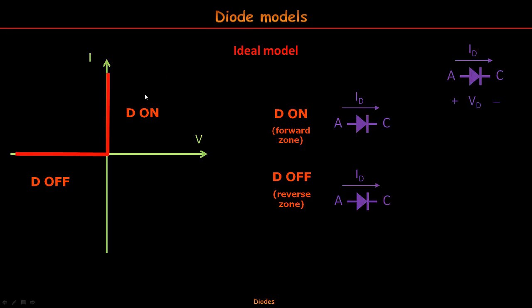For instance, think over the forward voltage zone. As the current is not limited by the diode, we can substitute it by a simple wire, a short. In the reverse bias, as no current can cross, we will replace the diode by an open circuit.